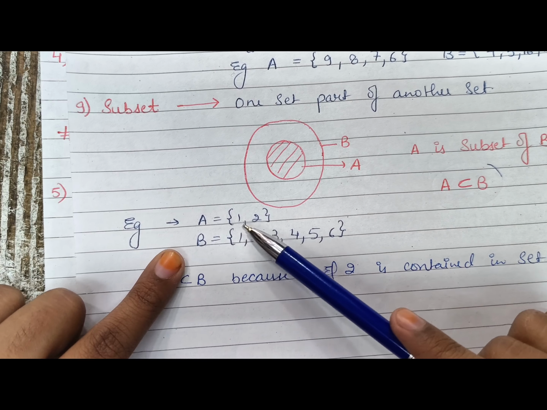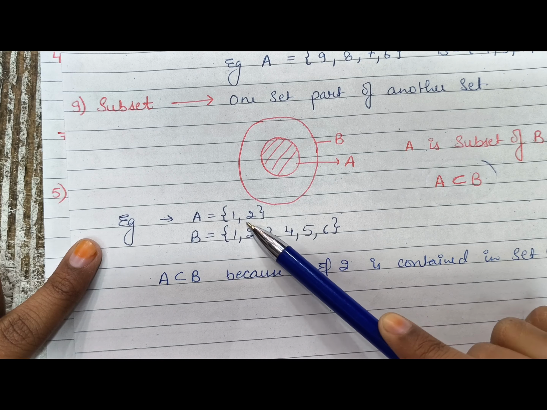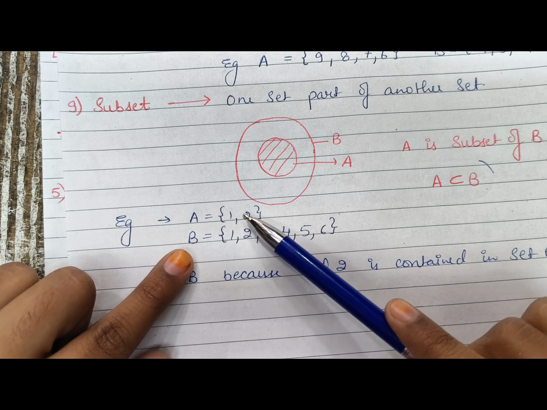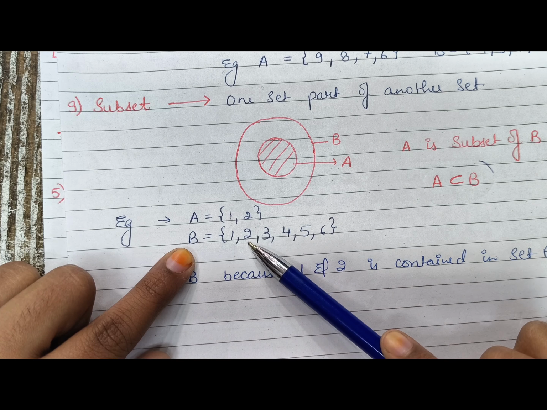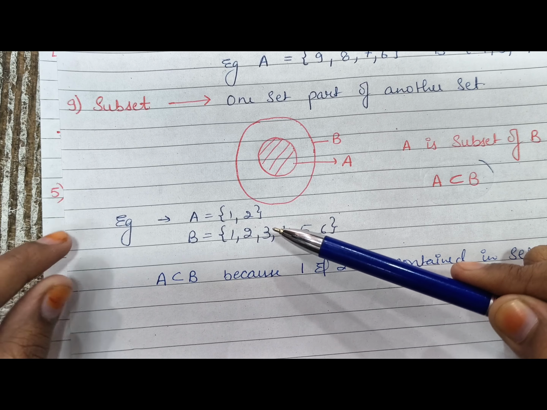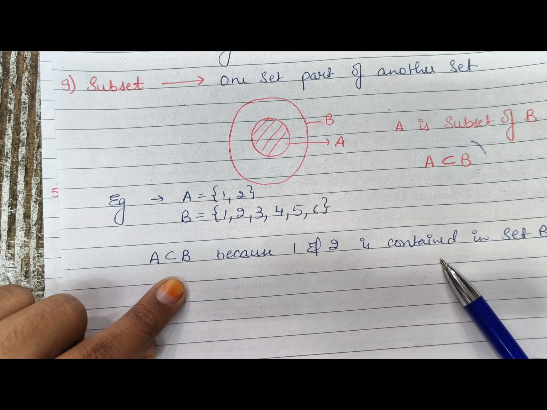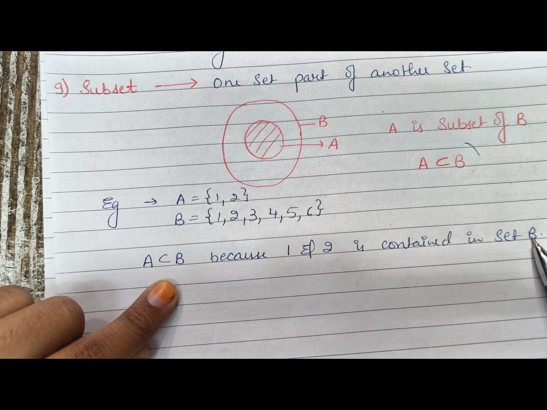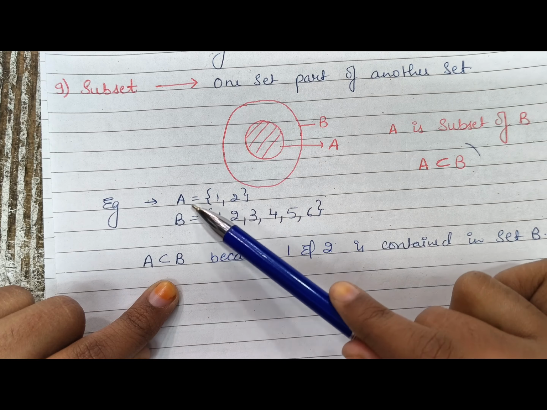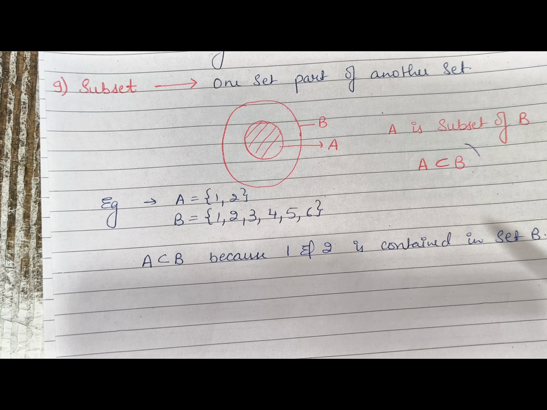Example, set A elements are 1, 2. Set B elements are 1, 2, 3, 4, 5, 6. Now set A has elements 1, 2 and set B also has elements 1, 2. Now set A is a part of set B. Why? Because set B has elements 1, 2 and set A also has the same elements. So A is a subset because 1 and 2 are contained in set B as well. Set B is the bigger set and set A is the smaller one. So set A is a subset of set B.